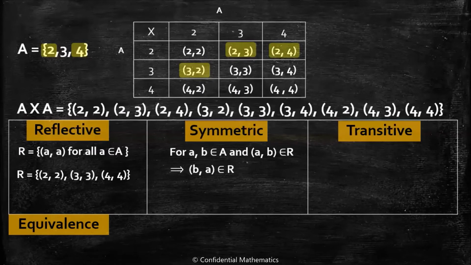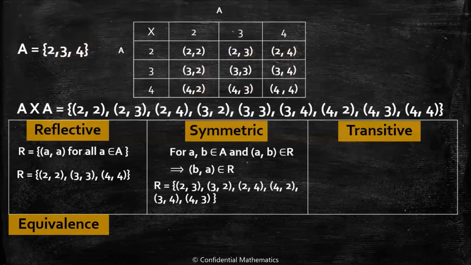Now it implies that 4 comma 2 is also an ordered pair in the relation. And similarly we can take 3 and 4. For the elements 3 and 4 there is an ordered pair 3 comma 4. Now if we interchange the first and second components of 3 comma 4, we get 4 comma 3. This is the symmetric relation.